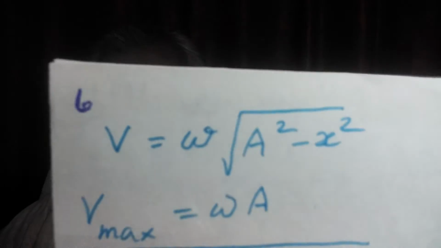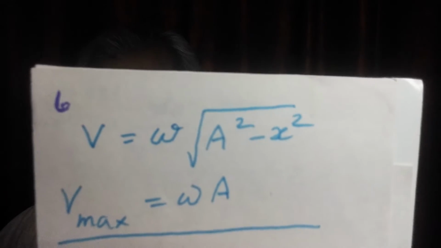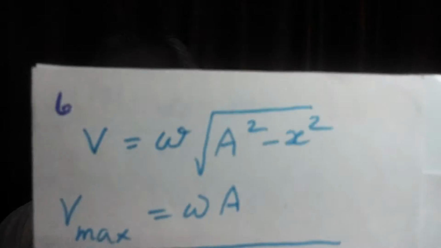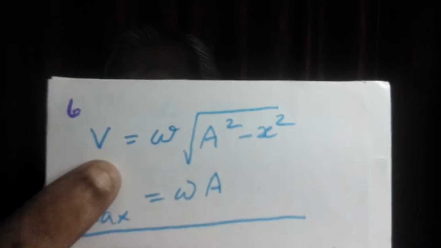Next point is velocity of simple harmonic oscillator. I am introducing only the formulae, not the derivations, that you will get from your school or any other books. You will get it. We are interested in formulae, concepts, and problems. This is the expression for velocity of simple harmonic vibrator.